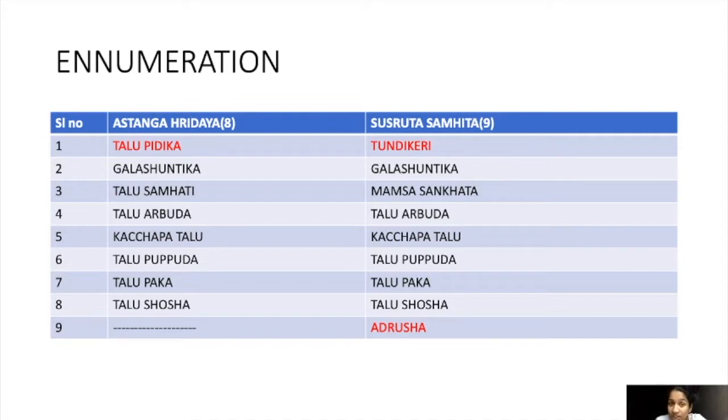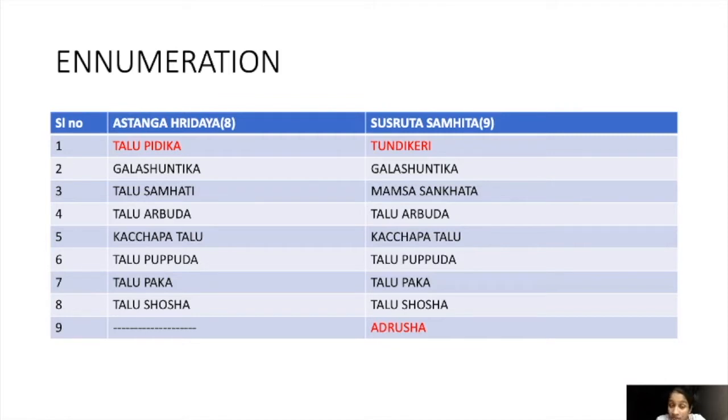So according to Ashtanga Hridaya there are 8 Talu Rogas, and according to Susruta Samhita there are 9 Talu Rogas. In Ashtanga Hridaya the extra disease is Talu Pidika, and in Susruta Samhita Tundikeri and Adrusha are mentioned, and Tundikeri is mentioned in Ashtanga Hridaya under Kandha Rogas. So the diseases are Talu Pidika, Galashundika, Talu Samhati, Talu Arbuda, Kachapa Talu, Talu Puppuda, Talu Paka and Talu Shosha. And according to Susruta Samhita, they are the same.